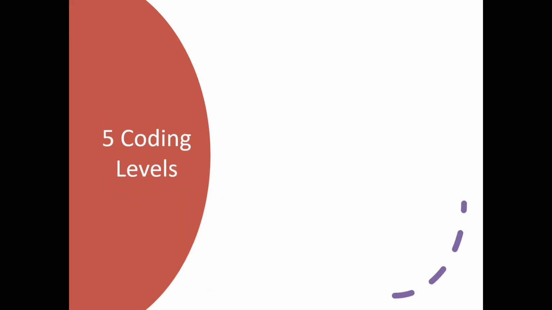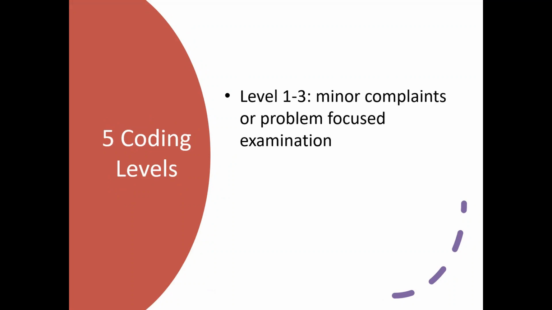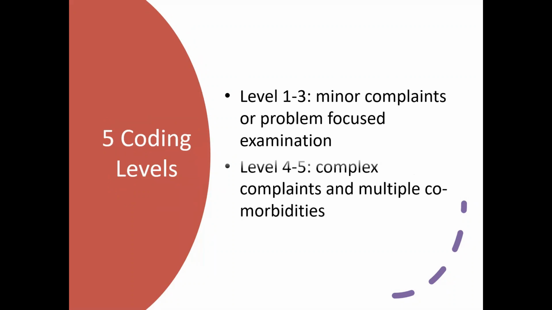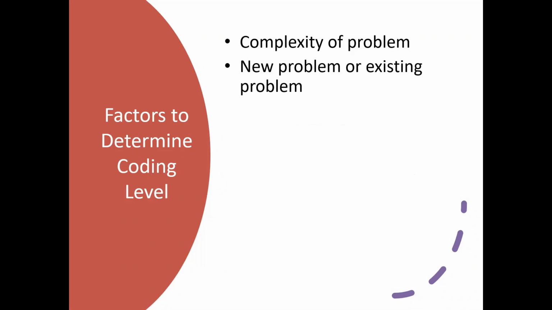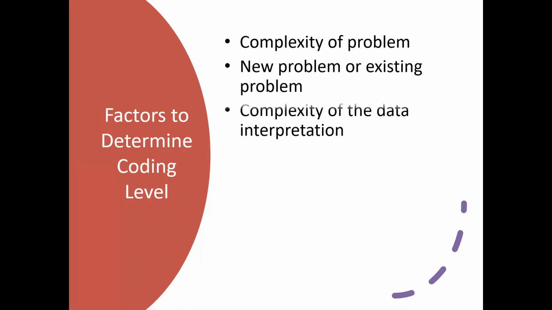So coding comes down to 5 levels. Levels 1 through 3 are minor problems, or what we consider problem-focused complaints and examinations. Our level 4s and 5s are complex complaints with multiple comorbidities. What factors determine the coding level that you need? Well, it depends on how complex the problem is. It depends on whether it's a new or an existing problem.